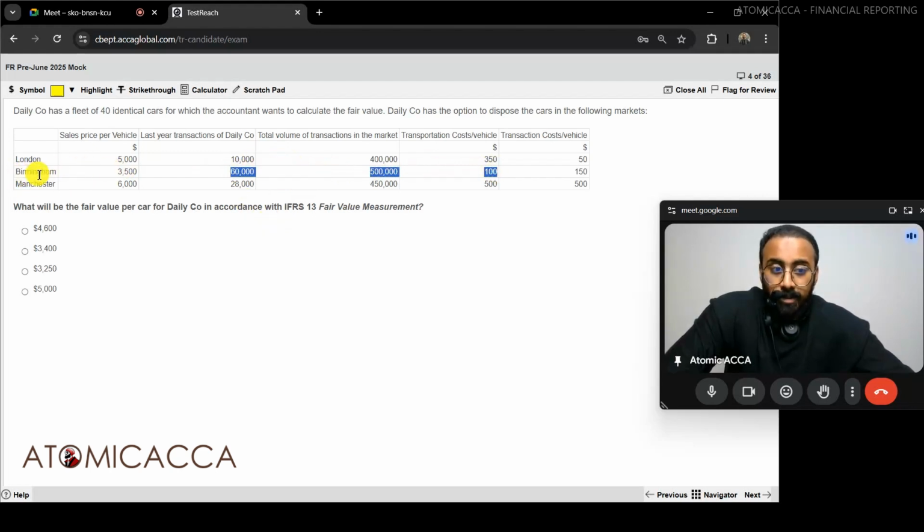So from the highest volume, we found that Birmingham is the place that we have to look out for. That is the principal market. So how much would be the fair value for the product? 3,500 and minus transportation cost per vehicle, that is 100. This is sales price. This is transportation cost. So it's like fair value minus cost of sale, that kind of a thing. So 3,500 minus 100 is 3,400. That will be option number B.